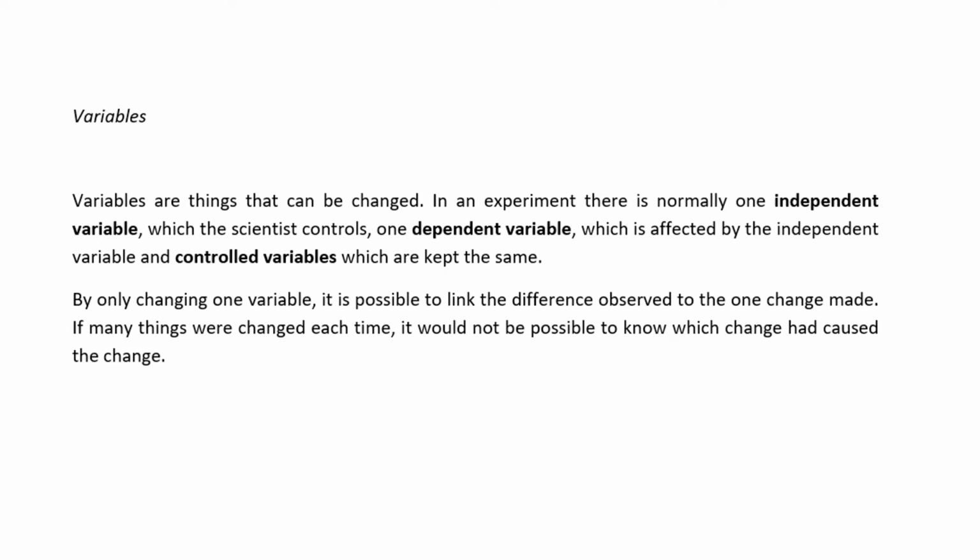Now, anything that can be changed is called a variable. So in an experiment, there is normally one independent variable. And the independent variable is the thing that the scientist is controlling. There's normally one dependent variable, which is affected by the independent variable. Sometimes this will be a number. This might be a speed or a weight. This is something that will often be measured. So you might get a numerical answer.